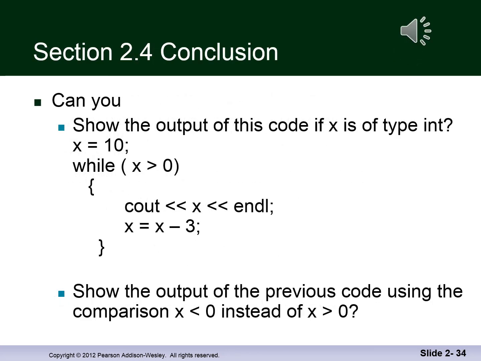This concludes section 2.4. Some little simple exercises for you. Can you show the output of this code if x is of type int? You should be able to write that code. If you can't, let me know. I will help you. Can you show the output of the previous code using the comparison x less than 0 instead of x greater than 0? Sure you could.